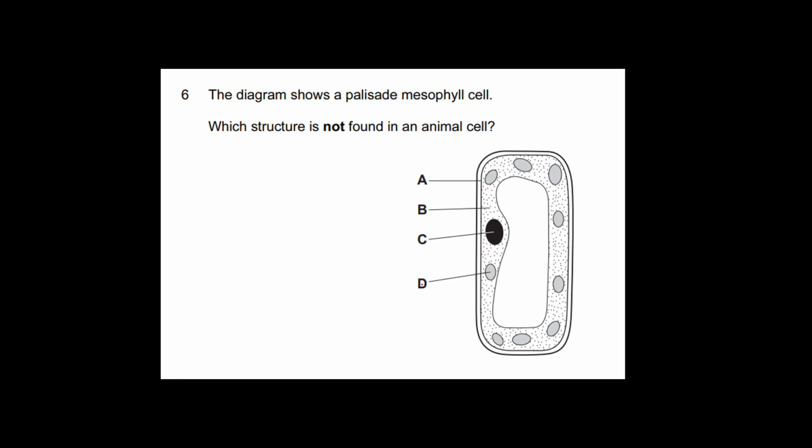So what did we discuss about what structures are not found in animal cells? 1. Cell wall is not found in an animal cell. 2. Chloroplasts are not found inside an animal cell. And 3. There are very small vacuoles which are known as vesicles, or vesicles are also not present. So let's look at it. Are any of the lines pointing towards the cell wall? No. It's not pointing towards cytoplasm and not nucleus. So the answer will be D, chloroplasts.